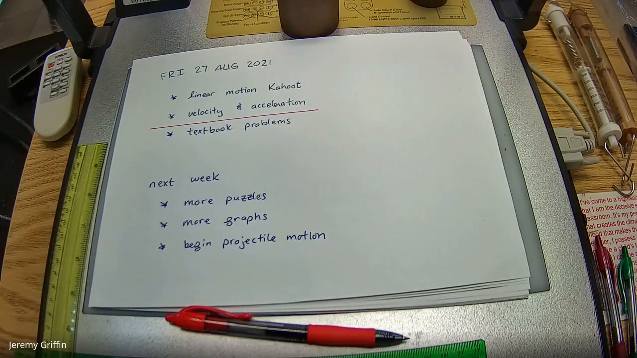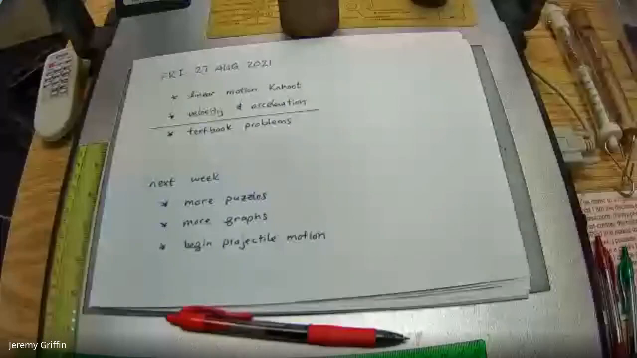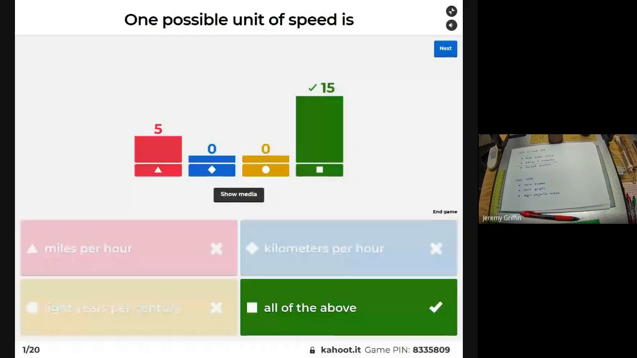Yeah, so speed always takes the form distance per time. In all this class, we're going to be using meters per second most of the time. But all units fit, including light years per century. So if you ever see a weird unit like that.